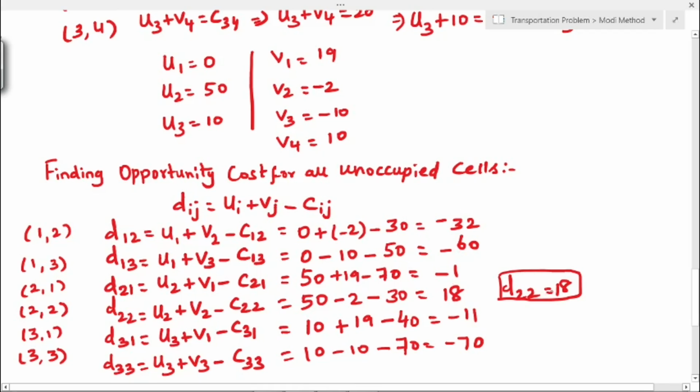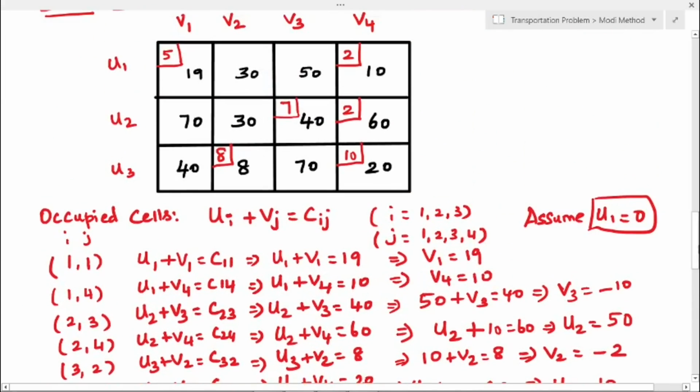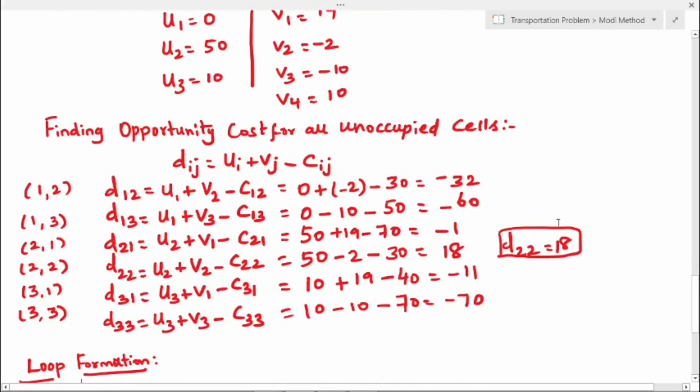D22 means second row, second column. In the previous table, the second row, second column is an unoccupied cell, right? So now we have to convert this cell into an occupied cell, because that value alone is positive. So this D22 alone is positive. Now this unoccupied cell we have to convert into an occupied cell in the next iteration.